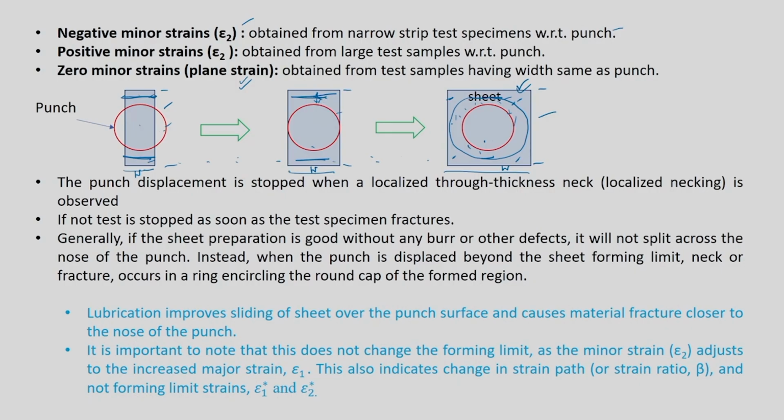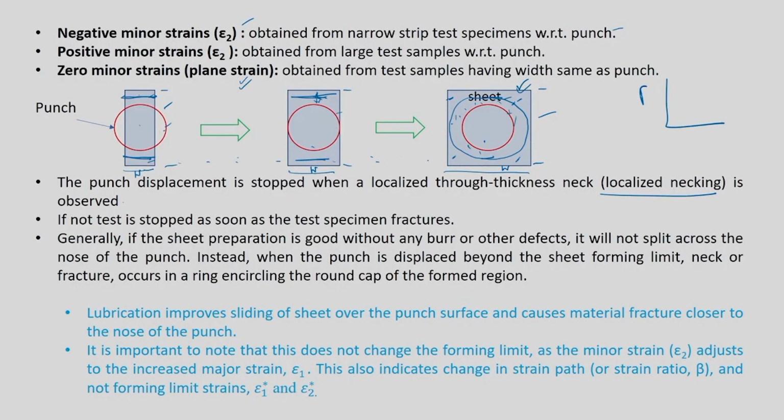Okay, so that is the whole idea of this particular test. So now what we do, the punch displacement is stopped when localized necking is visible. Maybe you can put a camera below the sheet and you can find out where necking is going to happen. If it is in a UTM, then you can easily visualize it. If it is another press, a hydraulic press, an industry type press, then one can put a camera and find out.